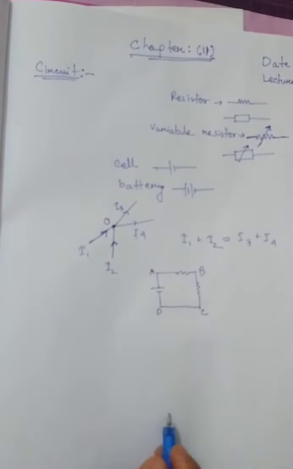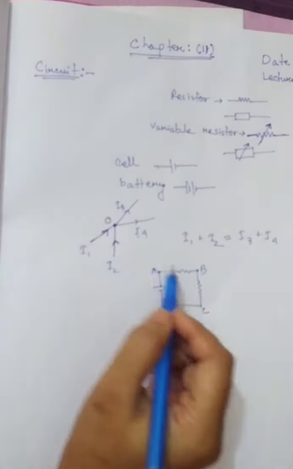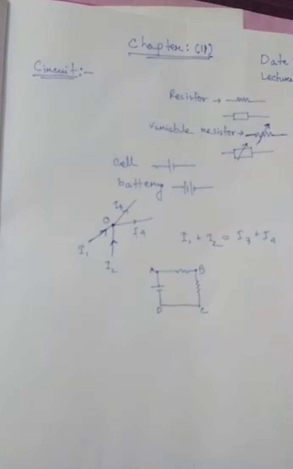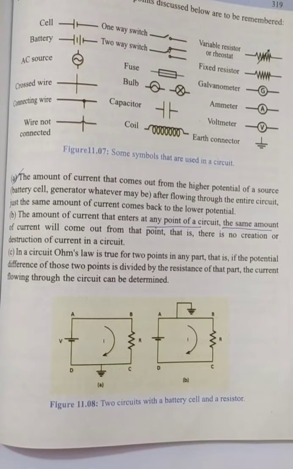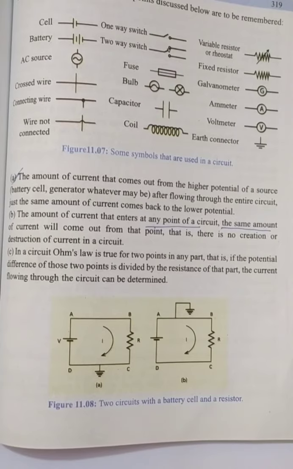We can just symbolize as. So here A is a point, B is a point, just like that. We are assuming O is a point of a circuit. Our third point is, in a circuit, Ohm's law is true for... what is the third point? In a circuit, Ohm's law is true for 2 points in any part.